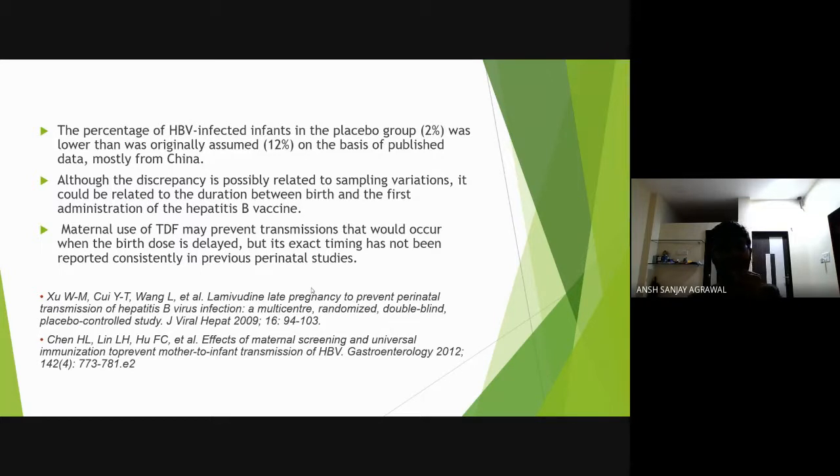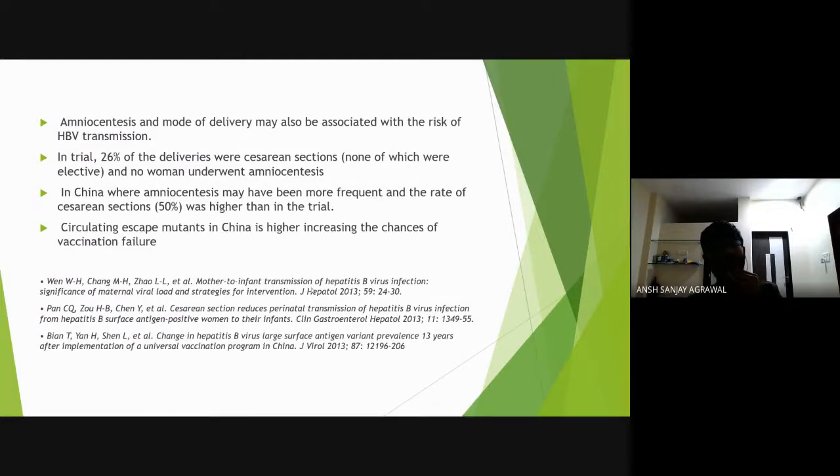Maternal use of TDF may prevent transmissions that would occur when the birth dose of the vaccine is delayed, but its exact timing has not been reported consistently in previous perinatal studies, and so we can't comment on it. One more thing, amniocentesis and mode of delivery may also be associated with the risk of HBV transmission, according to a study which I have referenced below.